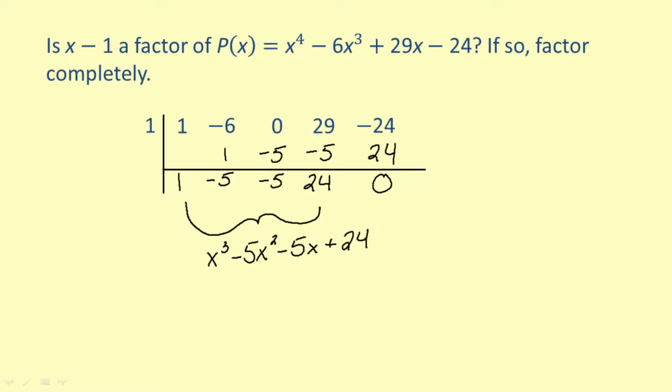You can try to factor x cubed minus 5x squared minus 5x plus 24 further, but it is prime and cannot be factored further. Therefore, our polynomial function in factored form is the quantity x minus 1 times the quantity x cubed minus 5x squared minus 5x plus 24.